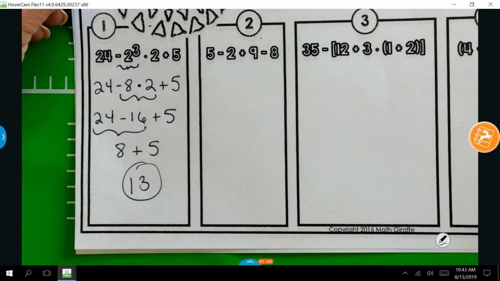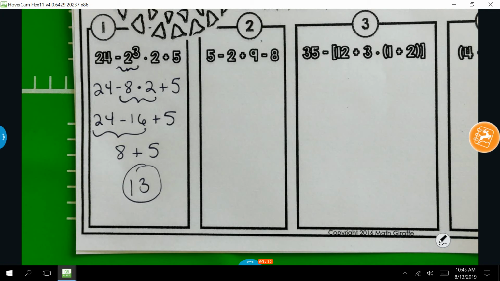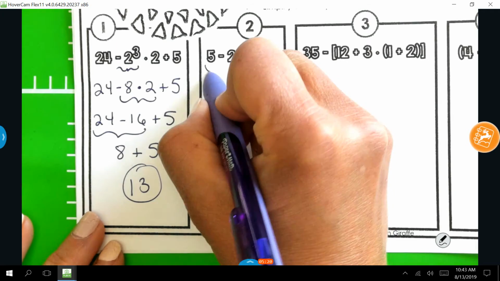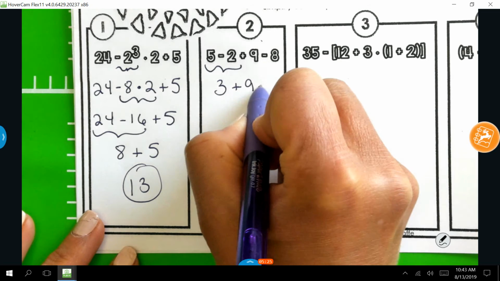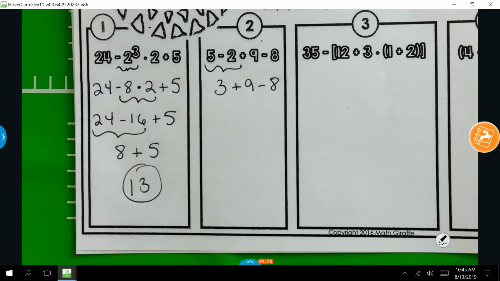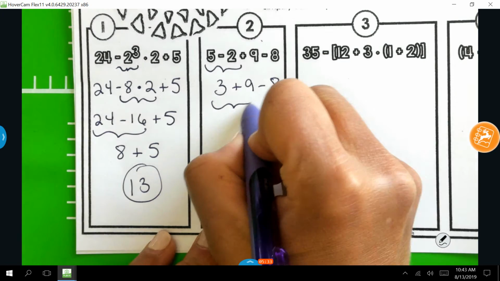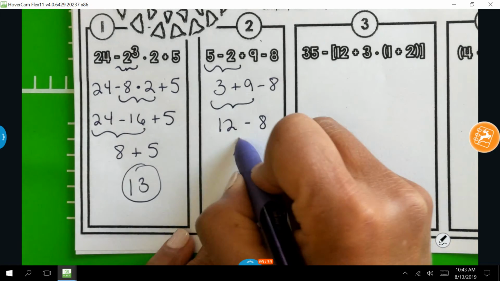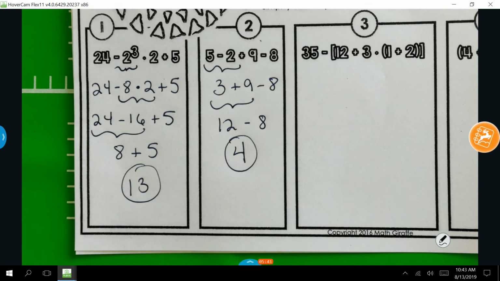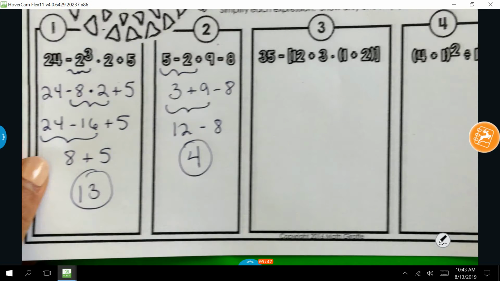Okay. Number 2. Grouping symbols, yes or no? Exponents. Multiplication or division? No. So you just solve it now, left to right, because all that's left is subtraction and addition. So 5 minus 2 is 3. I'm showing all of my steps. Next we have the addition of 3 plus 9. And then you just have 12 minus 8, which is 4. That one's pretty simple, yes? Okay. Any questions?